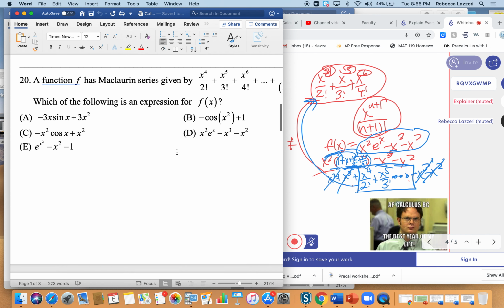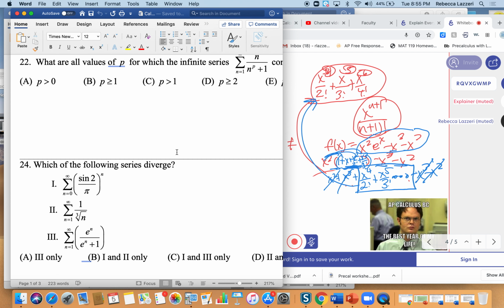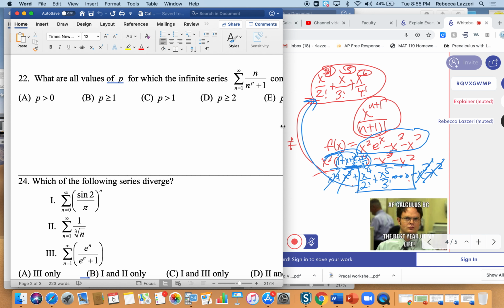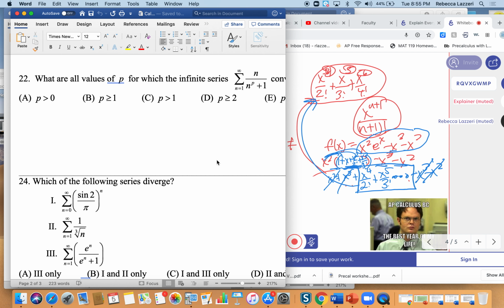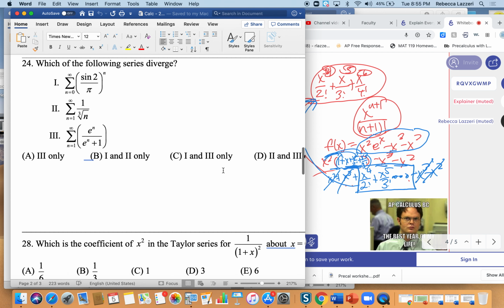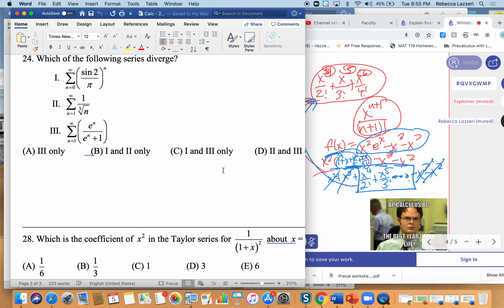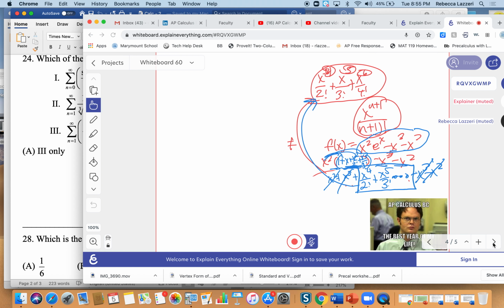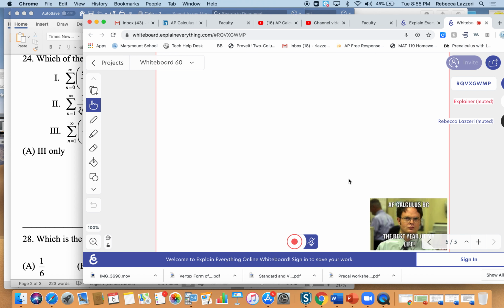All right, now let's go to 22. This one you probably wouldn't have, so I'm going to move on. I think that's something called a direct comparison test, which they didn't make us learn. All right, let's go to 24, which just means it was number 24 on an AP exam at some point. I think they even tell us the year on the worksheet.